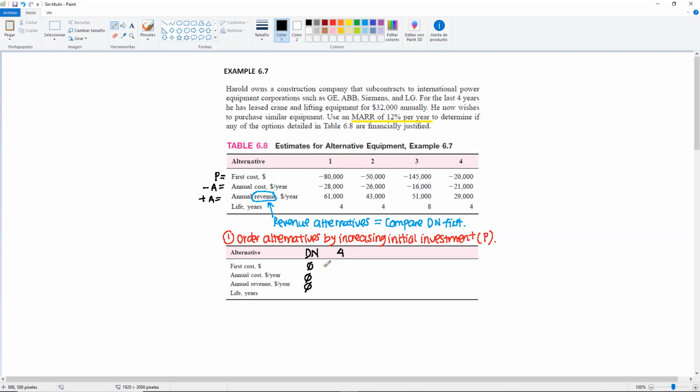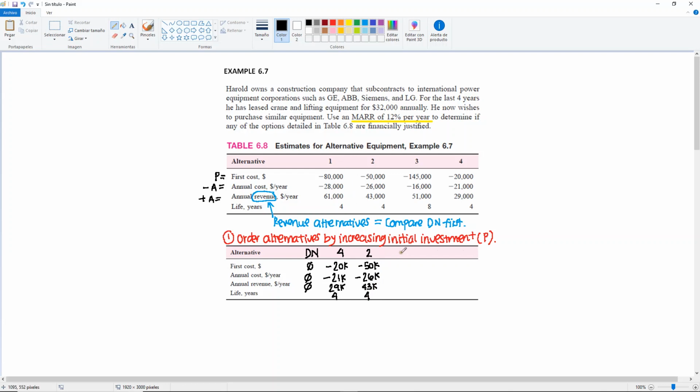So for alternative 4, we have minus 20,000, then minus 21,000. I'm just copying the values from here. 29,000, and then we have 4 years. Then the next one is alternative 2. This one has minus 50,000, minus 26, then plus 43, and also has a life of 4 years.